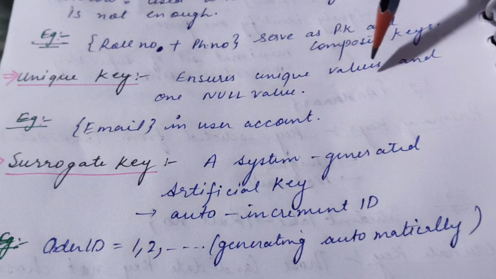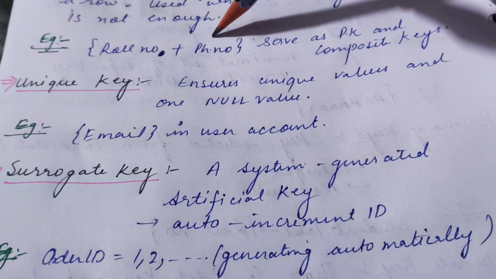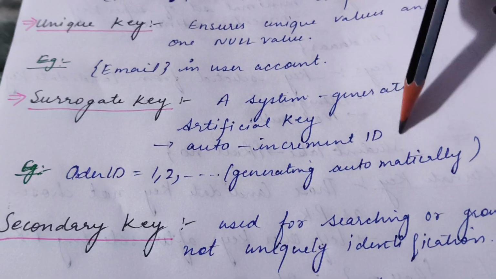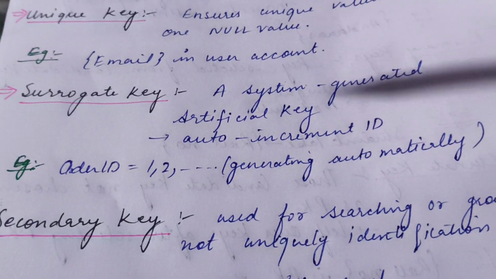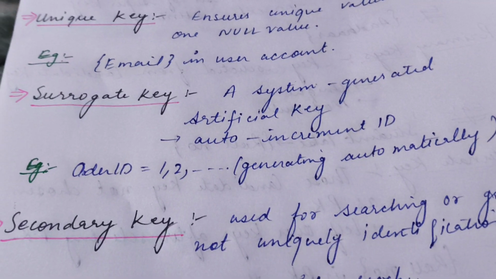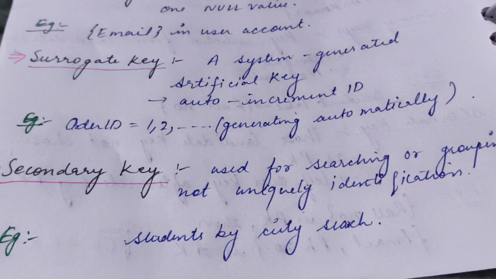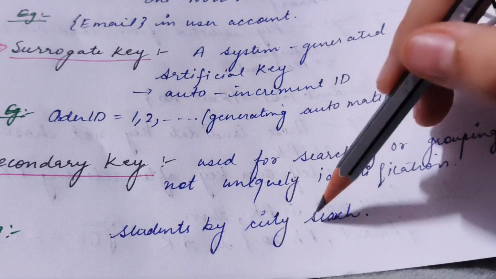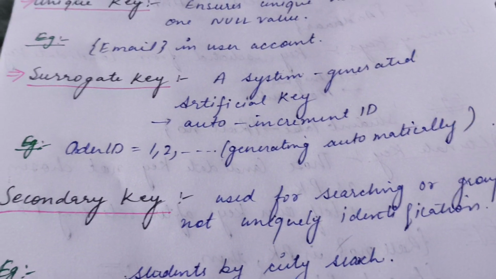unique keys basically are a type of primary key, but the difference is they allow null values but a primary key does not. And surrogate keys are those keys which are incremented automatically. Then there is a secondary key, which is basically not for unique identification, it's just for searching purposes. Okay, so all the key concepts are done. I hope you guys really understand well.